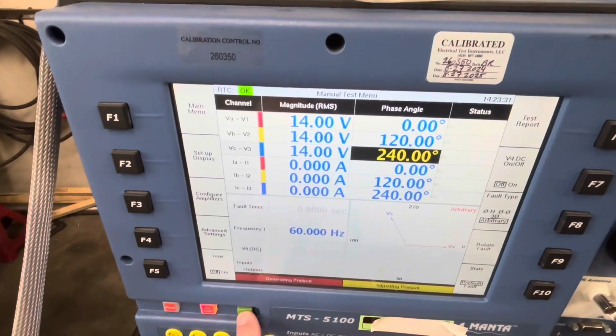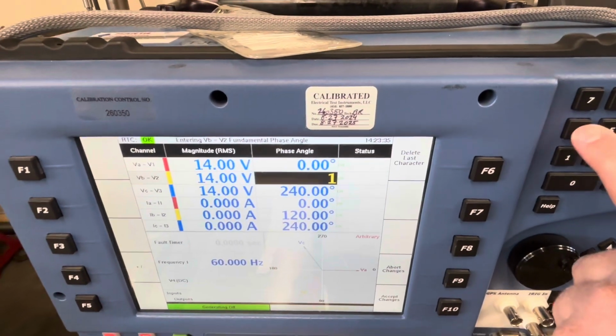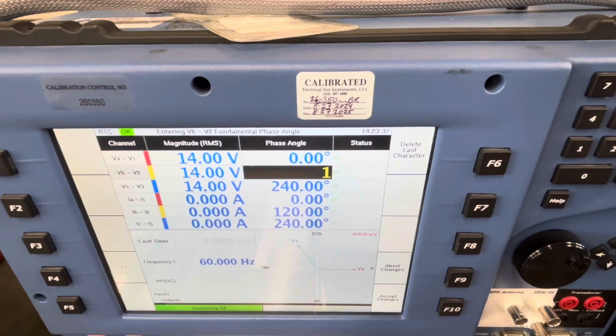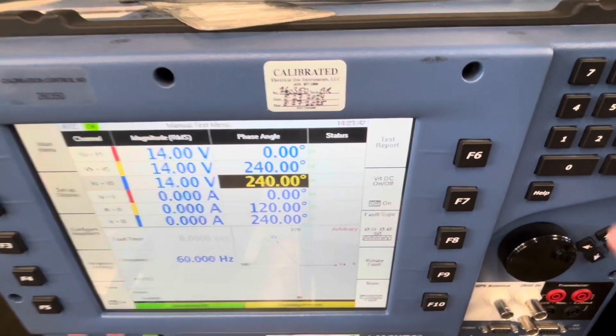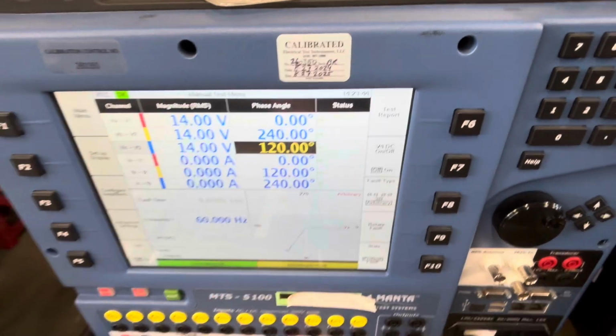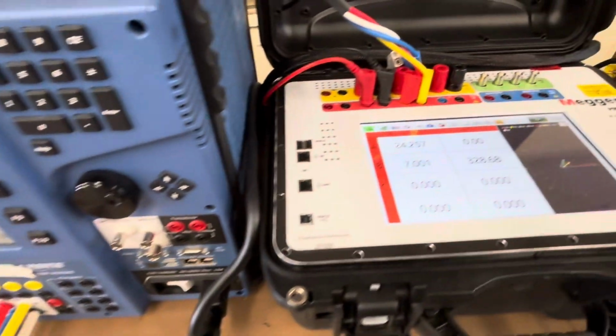I'm gonna go ahead and turn it off. We're gonna flop that rotation. Oops. And turn it back on again. And gonna come back over here.